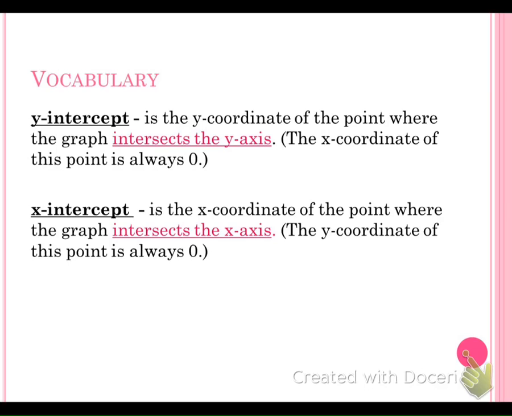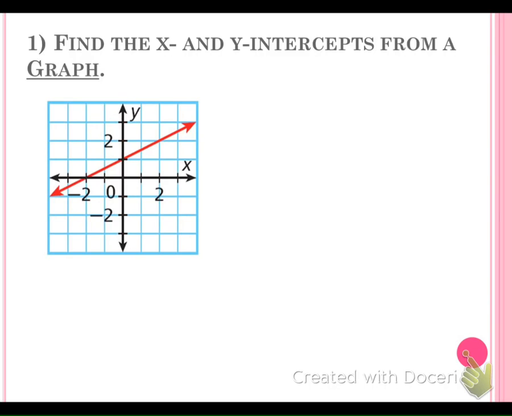X-intercept is the x-coordinate of the point where the graph intersects the x-axis. The y-coordinate of this point is always 0. X-intercept means that it intercepts the x-axis. Okay, so we're going to begin by finding the x and y-intercepts from our graph. Usually that's the simplest, finding it from a graph.